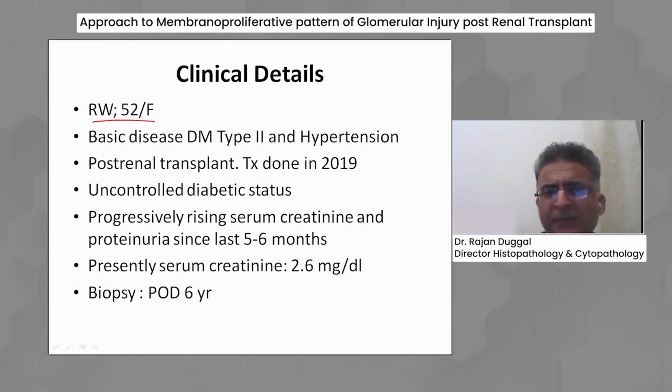So, a 52-year-old female, the basic disease was diabetes and hypertension. This is the old biopsy. A transplant was done in 2019, and this patient had uncontrolled diabetes, progressively rising serum creatinine and proteinuria over the last 5 to 6 months. Presently the serum creatinine is 2.6 milligram. So this patient has rising serum creatinine as well as proteinuria.